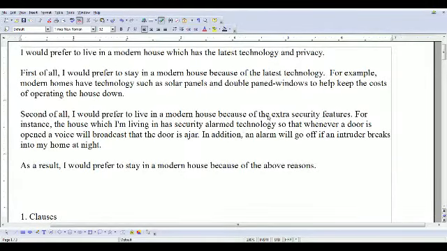All right, let's look at the changes that I made here. Here we go. I'm going to go ahead and time, see how long it takes me to say this. So you can see the changes that I made in your speaking right here. I would prefer to live in a modern house which has the latest technology in. Now I got to change it. Wait a minute. I got to say security here.